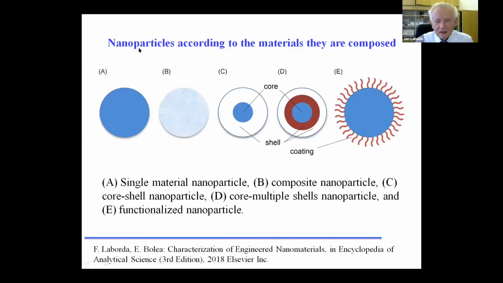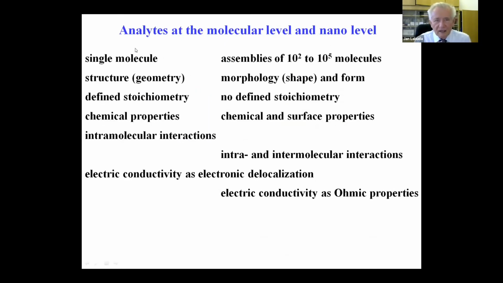Regarding the composition and form, nanoparticles can represent either single material or composite material or various more complex materials composed of core and shell or functional groups on the surface. I have mentioned already analytes. It means species which are subject for chemical analysis.